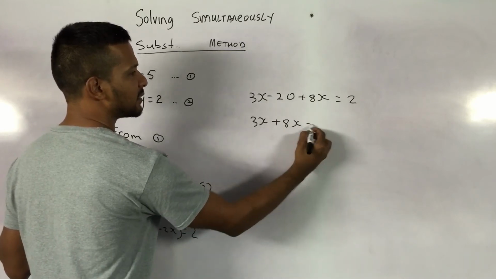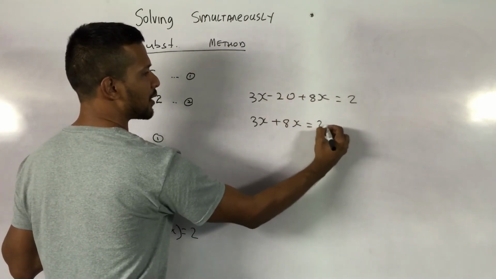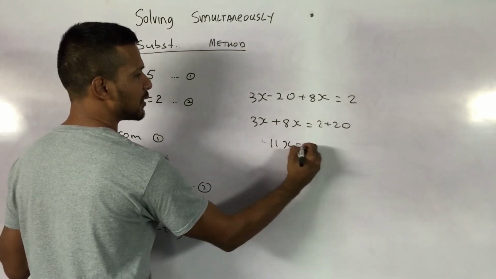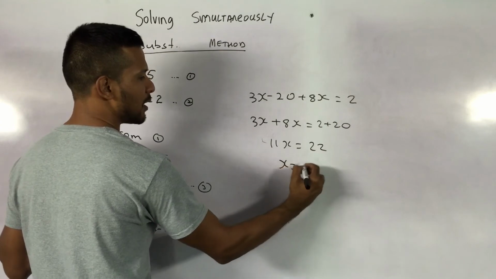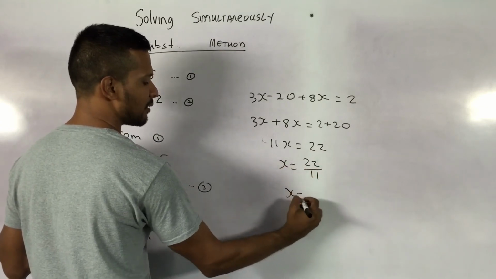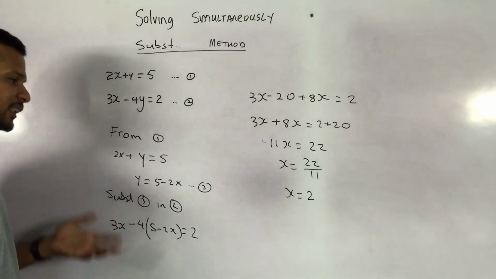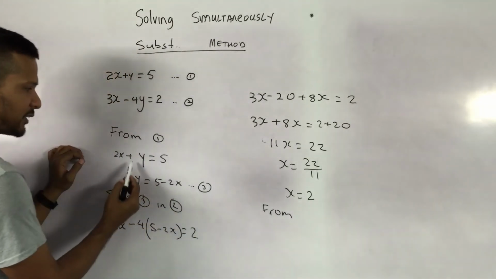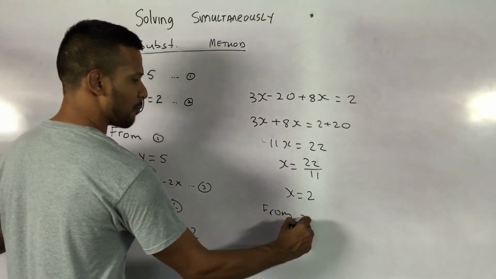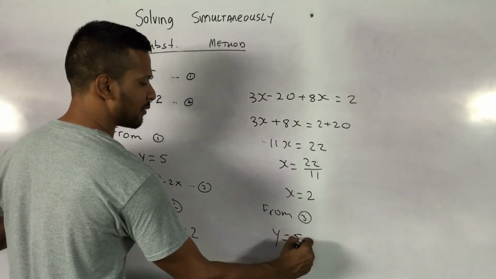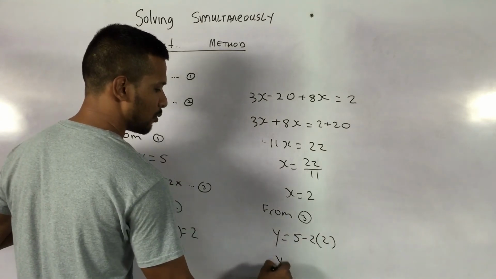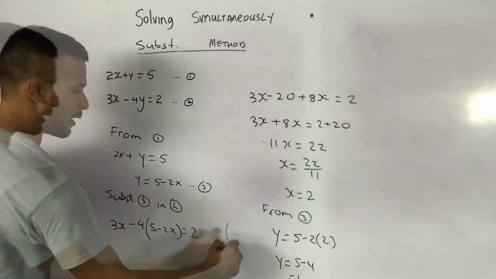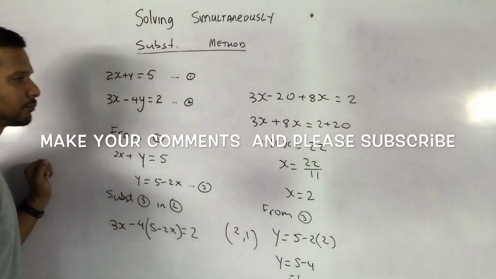3x plus 8x, and minus 20 becomes positive 20. 3x plus 8x is 11x. 2 plus 20 is 22. x is 22 divided by 11. x is 2. Similarly, x is 2. So this is the easiest equation to use because I already know y. From equation 3, y is equal to 5 minus 2 by 2. y is equal to 5 minus 4, which is 1. And we have our answer. Our answer is 2, 1.